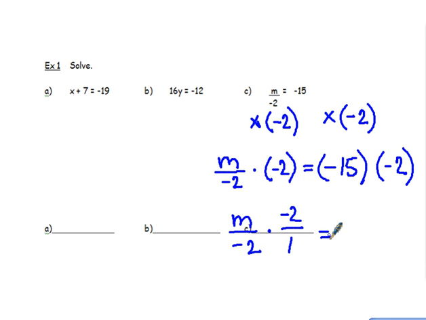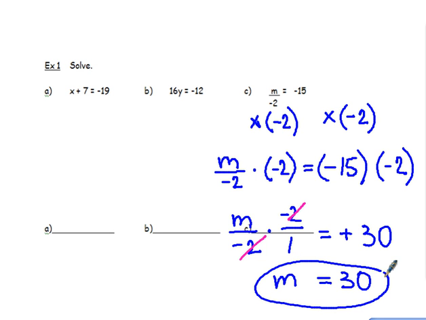We have to make sure, what do we get on the right hand side? We are multiplying two negative numbers. That will give us a positive number. 15 times 2 is 30. Okay. Now, again, we have the same number in the numerator and the denominator. Minus 2 divided by minus 2. All we have here is m is 30. See, I took it step by step just to show you that we did undo the division problem by multiplying. Our answer is m is 30.